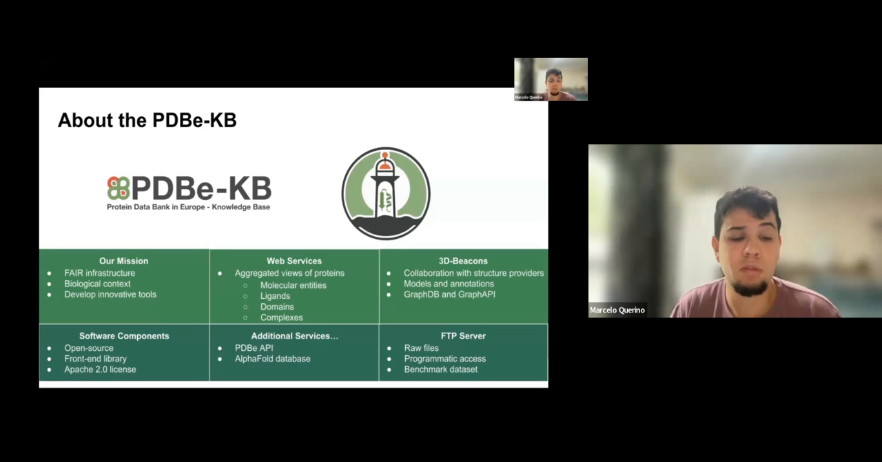But it's also important to mention that our software components are open source to the scientific community, under the Apache 2.0 license, and that we also provide API endpoints, both for PDBe and for PDBe-KB. We also need to highlight the AlphaFold database, which is sort of a sister project to PDBe-KB, and we had a very nice webinar last week about that. And we also have an FTP server where we provide all the raw data used to build PDBe-KB.